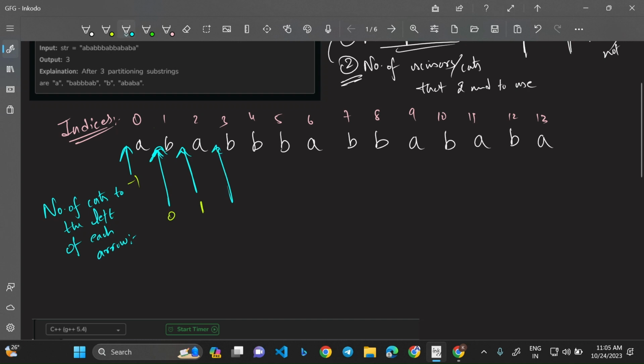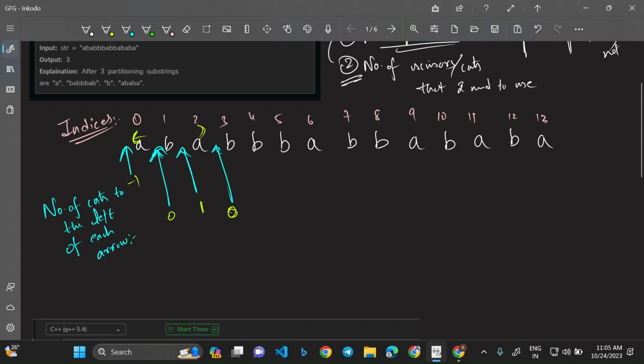Now to the left, what do I find? I find A. So what is the number of cuts that I need? I see that A is a palindrome, so from the start to the end is a palindrome. How many cuts do I need here? Zero cuts, because the whole thing that I have right now in my hand is a palindrome. So the number of cuts is zero.